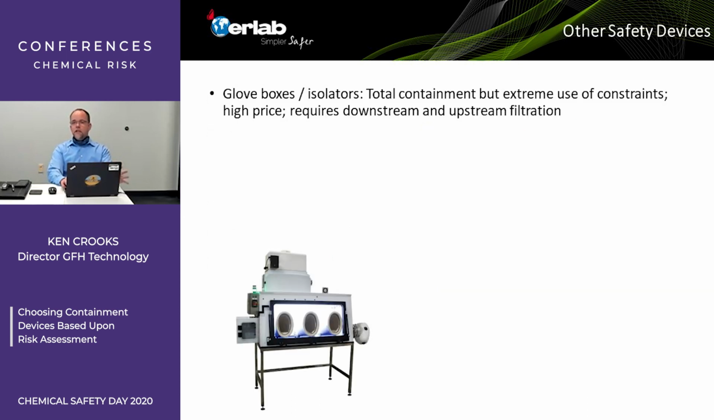So other safety devices, I did promise to review very quickly some of the other safety devices that are out there. Glove boxes, isolators, so again, total containment, but it's extreme. It's very difficult to work with an isolator. It lives up to its name. It isolates you from what you're trying to manipulate. So it has to be loaded properly, already in a container. Your sample then goes through a loading door. You have to seal that off.